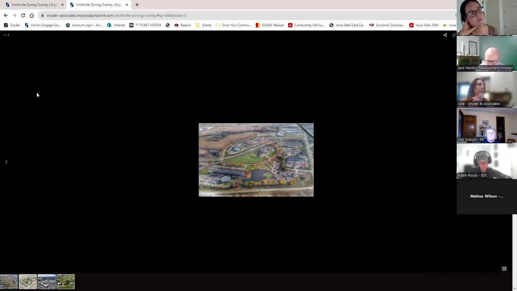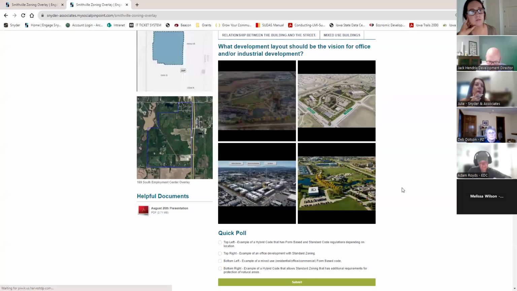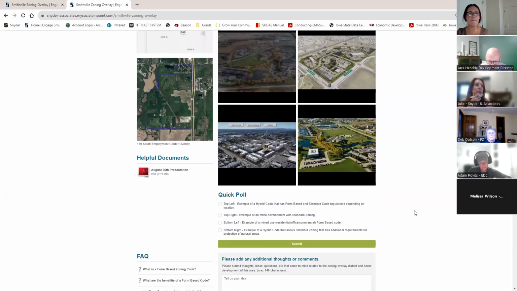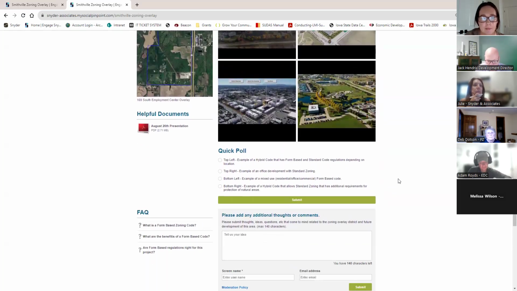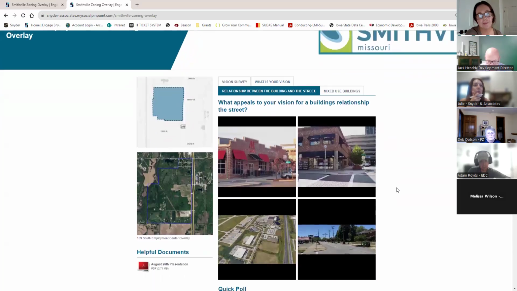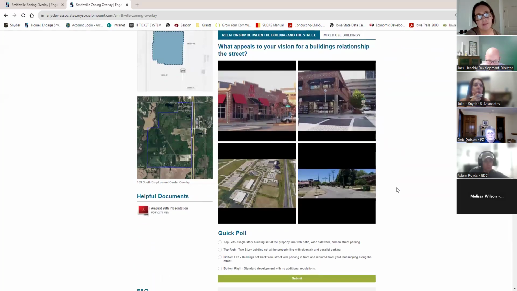So that would be, let me get out of this. There we go. So this is kind of a walkthrough of those four. And so then you would just click on which one you like or which one you prefer. We have one about the building and the street and the relationship between the two, and what feels good to you or what you would like to see, or what's a priority.